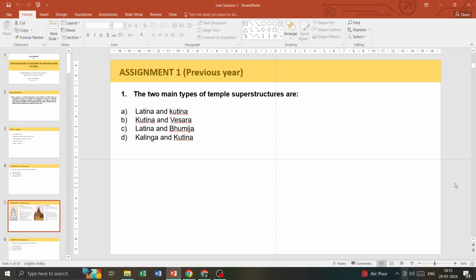The two main types of temple superstructures are, we have options: A. Latina and Kutina, B. Kutina and Visara, C. Latina and Bhumija, and D. Kaling and Kutina.